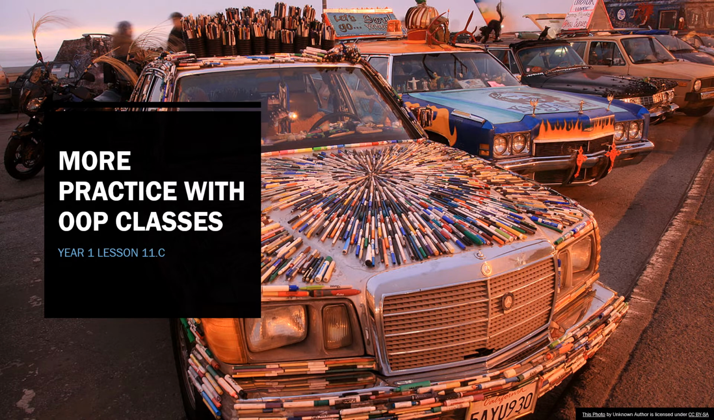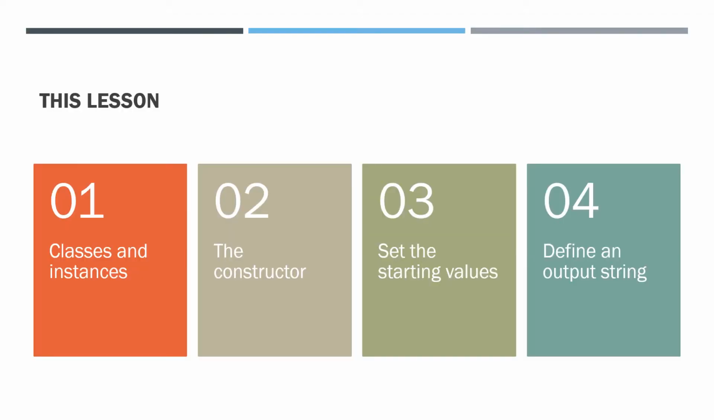In the previous two lessons we looked at what object-oriented programming is and how to create a class definition with a constructor. Because this is such an important topic, in this lesson we'll go through another example creating a different constructor, this time to store information about cars. So in this lesson I'll remind you about what classes and instances are. We'll create a constructor to set the starting values of a car object, and a new skill, we'll define an output string for the class.